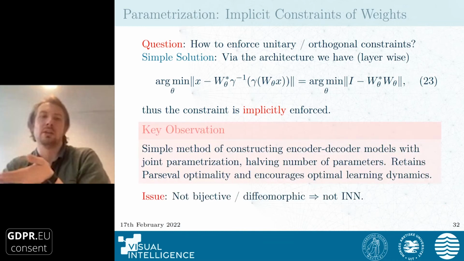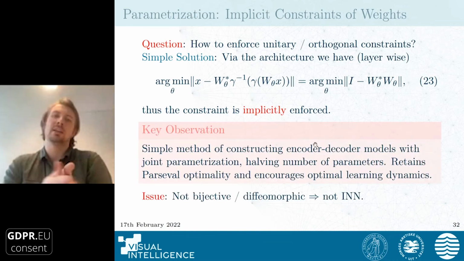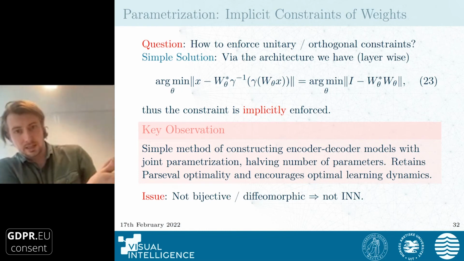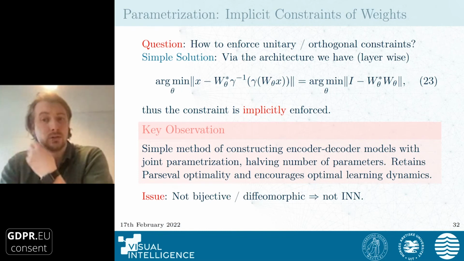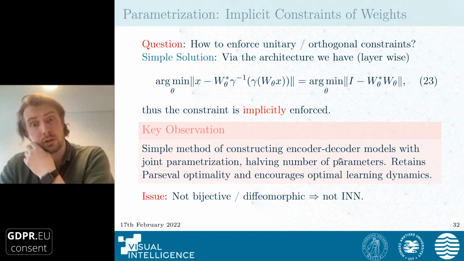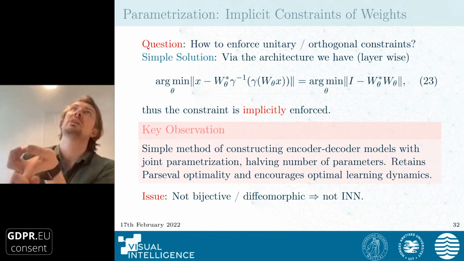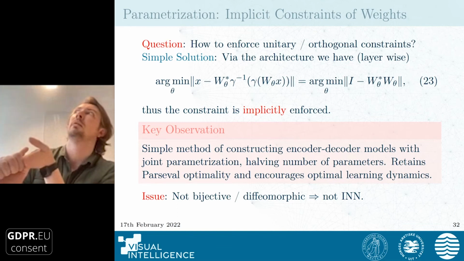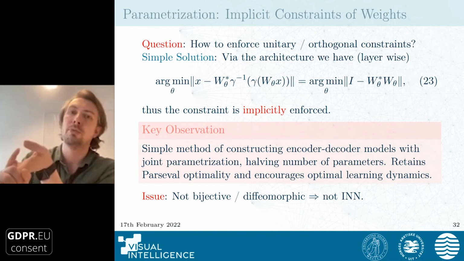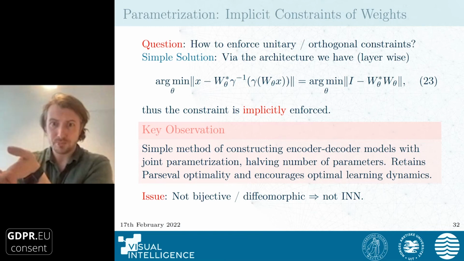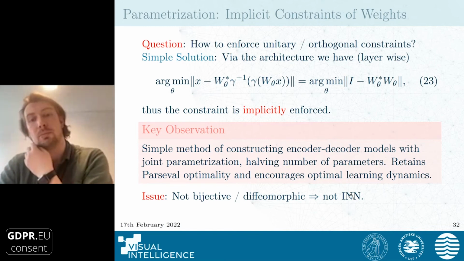And in effect, this is a Parseval autoencoder. And the key observation is that this is a simple way of constructing an encoder-decoder model which has joint parametrization and which will have basically an inbuilt Parseval regularization term. And this halves the number of the parameters of an encoder-decoder model.